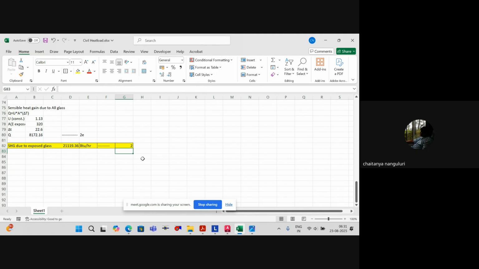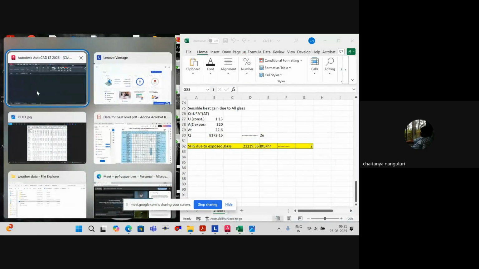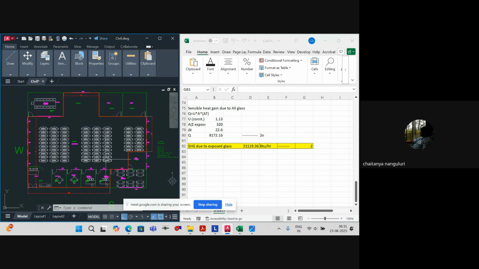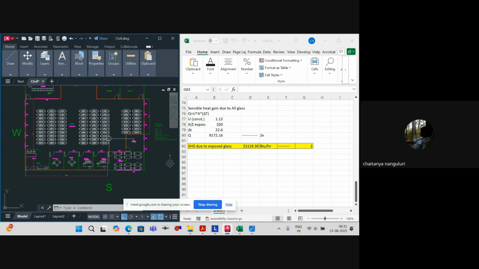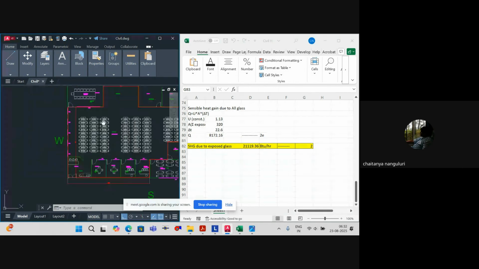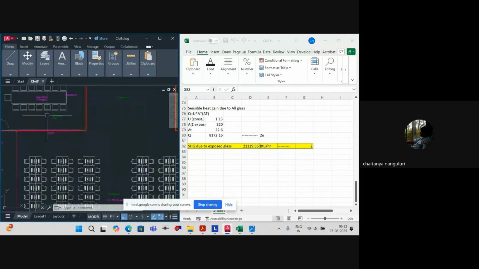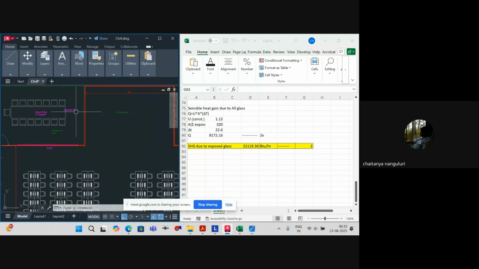Now we have to work on the next parameter, which is sensible heat gain due to partition wall, and then it will be partition glass. When we consider partition wall, always remember whichever is separating AC space and non-AC space is nothing but your partition wall or a glass, no matter what. Now, for example, this conference room is a separate AC.